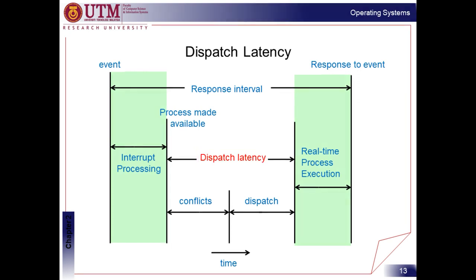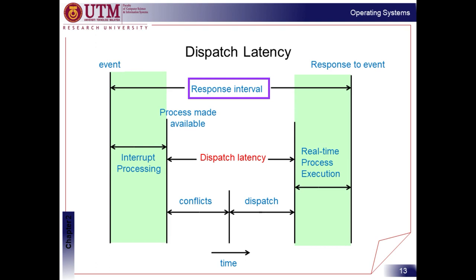Once the right process has been chosen, it starts running to handle the event. In real-time systems, it is especially important that the amount of time it takes for this process to run is predictable and within certain limits. This is so that the system can be reliable.